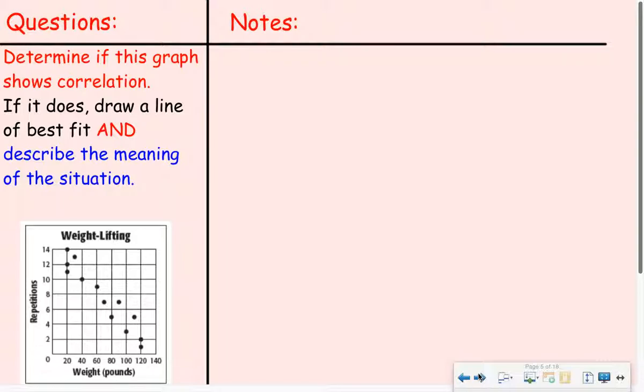All right, this one is talking about weightlifting. So let's see if we can draw a line of best fit. So remember, straight line going through kind of the middle of our data. What way is our data trending? It's trending down. So that is a negative correlation.